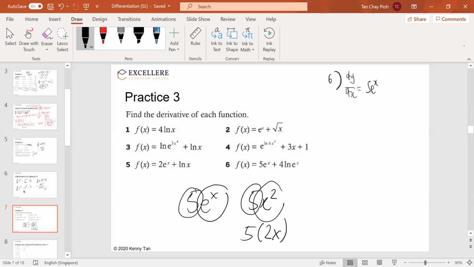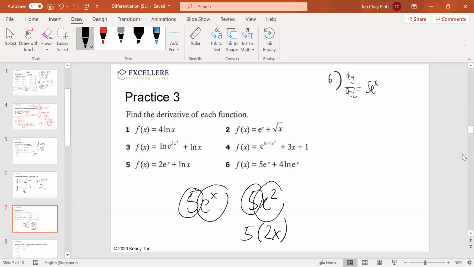Okay. Then 4 ln e to the x is, you get, um, 1 over. Wait, what? How do you do that? I'm so confused. Whenever there's a ln x, I'm confused. Sorry. When you do 4 ln e to the x.